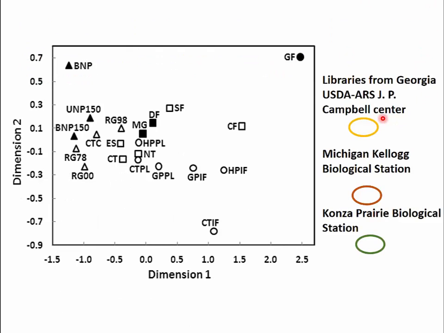So in Georgia, we went to the USDA J.P. Campbell Center. In Michigan, it was the Kellogg Biological Station, and the Konza Prairie in Kansas. And so the Georgia samples are all here, and you see that these are all related, similar to each other, suggesting there is some geographical sense to the distribution, but not a lot. This is the cropped soil from Georgia, and this is a soil that hadn't been disturbed since the Civil War. So it's a kind of forest that has been lumbered, but it hasn't been plowed.